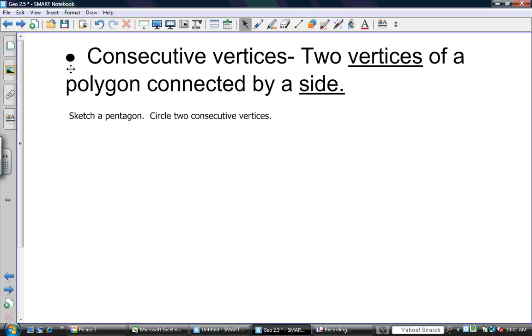Consecutive vertices are 2 vertices in a polygon connected by a side. So I'm going to sketch a polygon, or a pentagon here. A pentagon, we just learned, has 5 sides. So there's a 5-sided polygon.